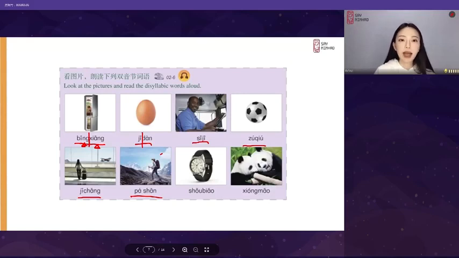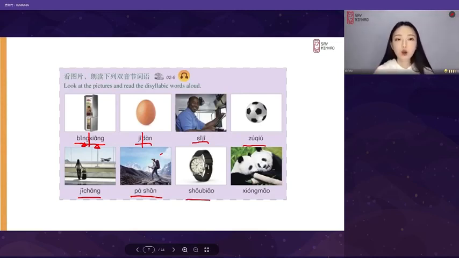So 爬山, climb, 爬, mountain, 山, we just approached that. So 爬山 means climb the mountain. 坡啊, 爬, 石安, 山, 爬山, 爬山. Next one is our watch.